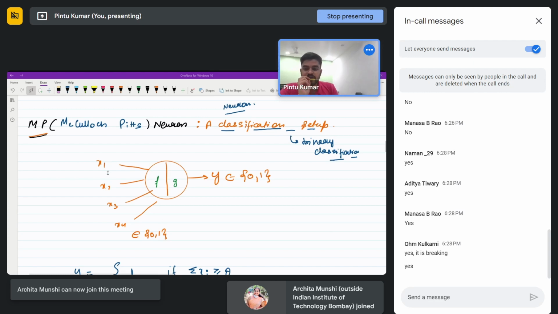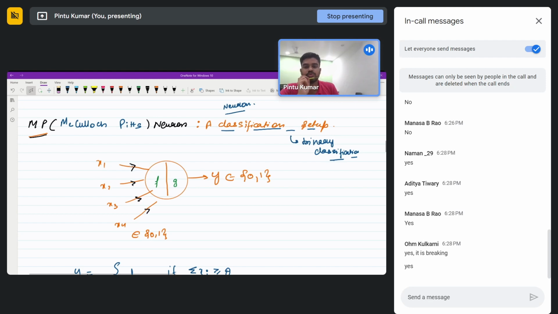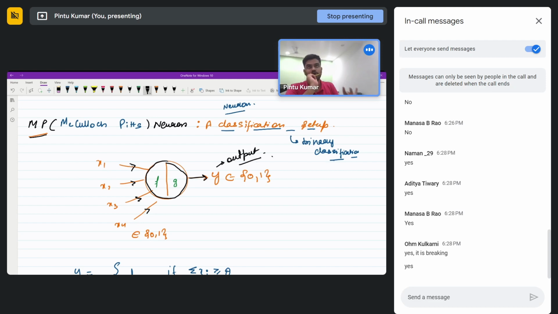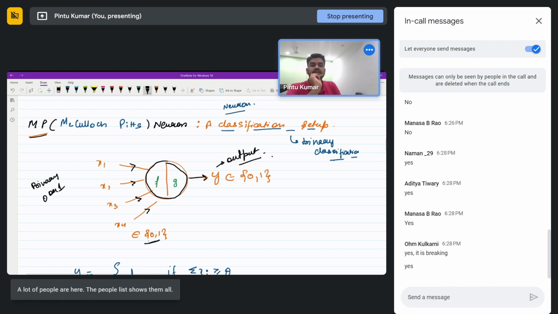These x1, x2, x3, x4 that you see on the left are inputs to your neuron. This circular thing is your neuron, and based on the input, it will produce some y. This y is the output of this neuron. Right now we are assuming that all these x1, x2, x3, x4 are binary features, meaning they are either 0 or 1, and the output is also binary, 0 or 1.